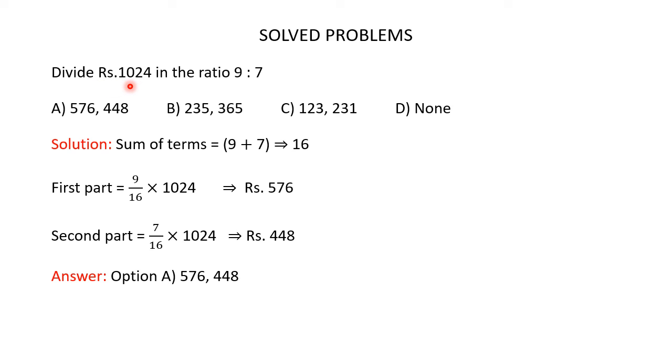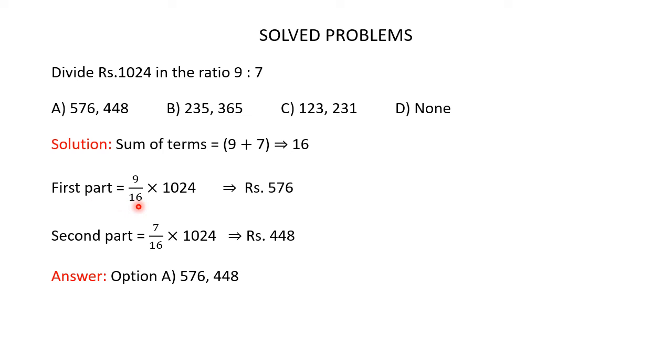Divide rupees 1024 in the ratio 9 is to 7. You are given 4 options and you have to find out which of these options is the correct one. Now it's given that the ratio is 9 is to 7. So the sum of the terms is 9 plus 7, which is 16. Now you have to divide 1024 in the ratio of 9 is to 7.